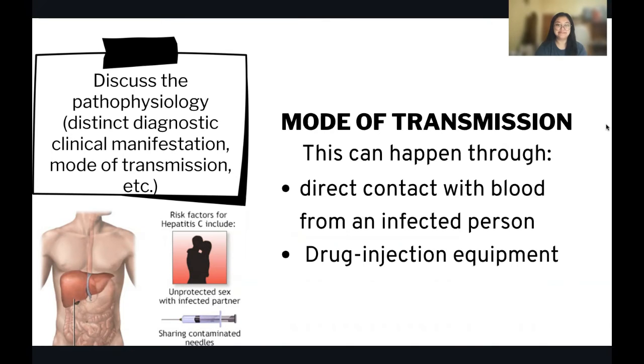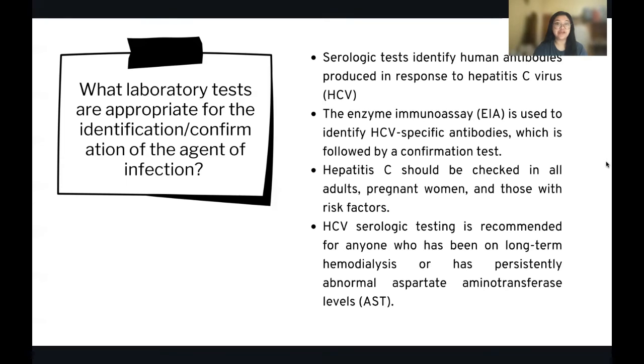Finally, the mode of transmission of the HCV is through direct contact with blood from an infected person and also drug injection equipment. The laboratory tests that are appropriate for the identification or confirmation of the agent of infection include serologic tests, which can identify human antibodies produced in response to hepatitis C virus, and are used to diagnose hepatitis C infection. A positive HCV antibody test can suggest ongoing infection, a formerly active HCV infection that has been cured, or a false positive result.